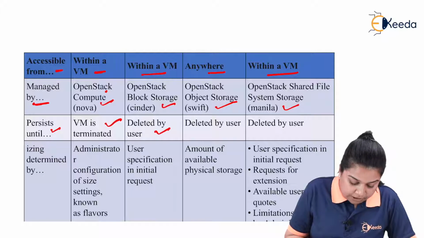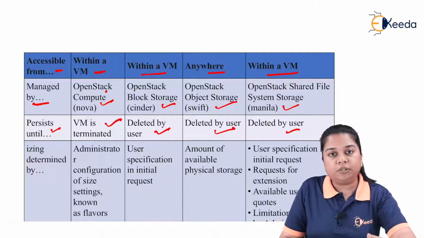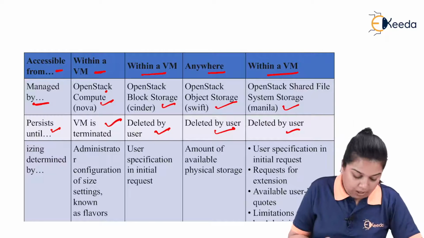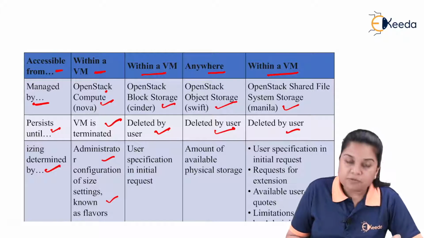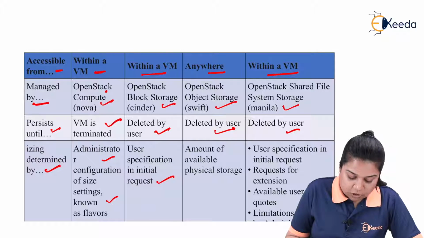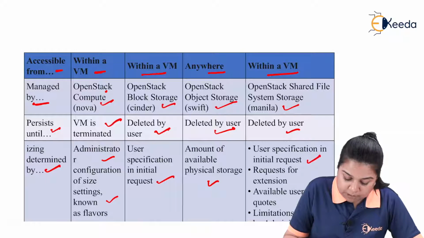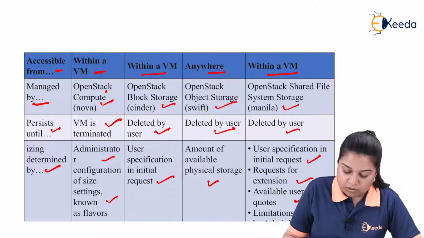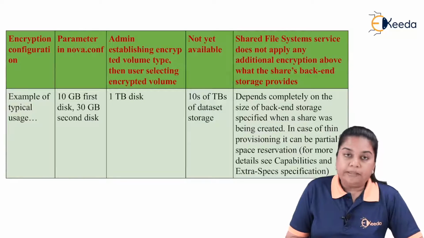Then deleted by the user, in all of the three types of persistent storage. Again, sizing determined by, here, administrator configuration of size settings known as flavors. Then user specification in initial request, amount of available or availability of physical storage. Then user specification in initial request, request for extension, available user level quotas and limitations applied.